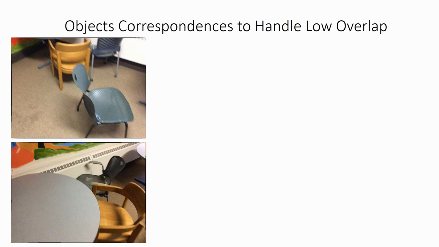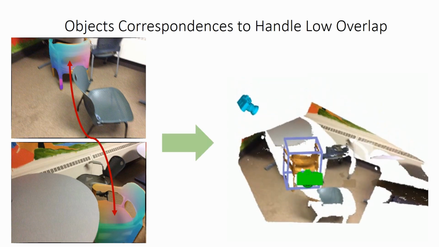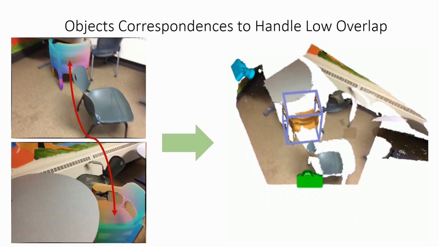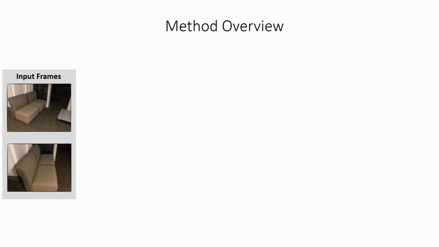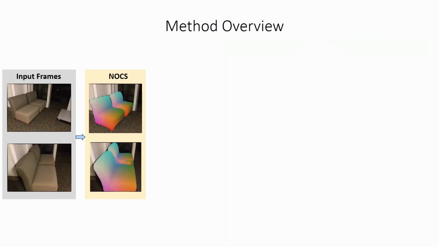for instance, for this chair seen from both the back and from the side. Using indirect correspondences over the semantically matching chair, our method can still estimate the camera poses. From two or more RGB-D input frames, our method first predicts normalized object coordinates as canonical correspondences to the canonical object geometries for each frame.